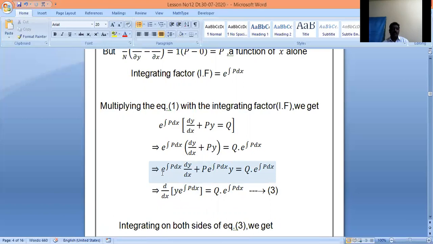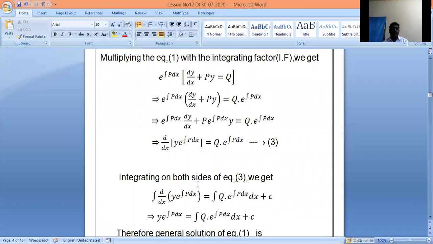This can be written as, that is, e to the power of integration p dx into dy by dx plus p into e to the power of integration p dx into y can be written as d by dx of y into e to the power of integration p dx is equal to q into e to the power of integration p dx. Let this equation be 3. Now integrating on both sides of equation 3, we get integration of d by dx of y into e to the power of integration p dx is equal to integration of q into e to the power of integration p dx into dx plus some c.